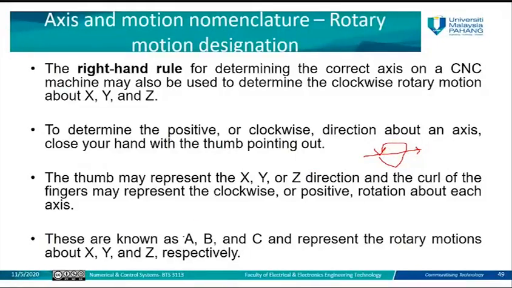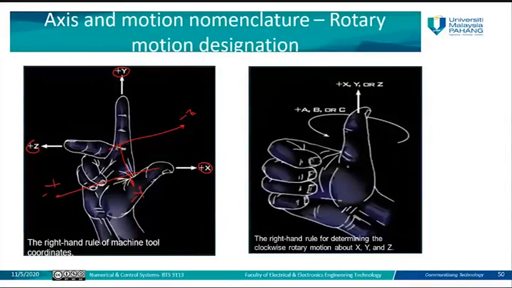So you have these axes, which we call A, B, C, which represent the rotary motion of the machines. How can we find the direction here? Also by using the right hand rule. If your thumb indicates the direction of positive x, y, or z, and you make your hand the same as in the figure here, then the direction of the other fingers represents the rotation of the A-axis around the x-axis. If this is the direction of y, this will be the direction of the rotary motion for B. If this is z, it will be for C.